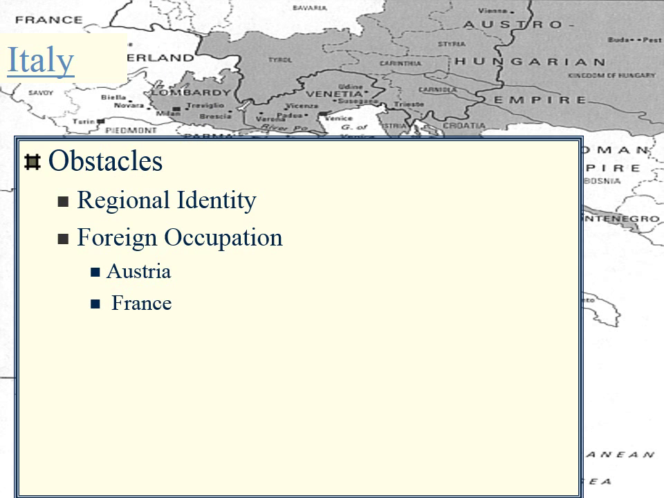that regional identity. You also had foreign occupation, just like in Germany. You had Austria, who claimed portions of the northern Italian provinces, and then you had France, who had control in Italy too. So that was also a problem, because Austria and France were two very powerful kingdoms at this time.